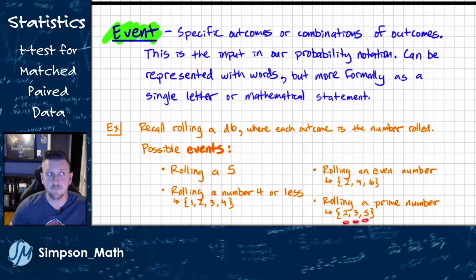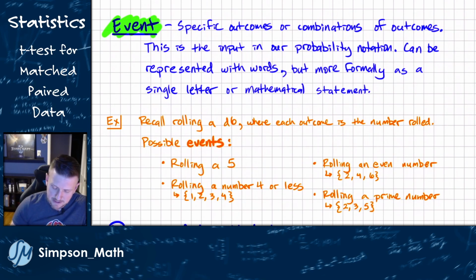1's not prime. 4 has a factor of 2, and 6 has factors of 2 and 3. So 2, 3, and 5 are the prime numbers between 1, 2, 3, 4, 5, 6. And so that could be a possibility. Notice these are outcomes where technically I would say each outcome is the number on the die roll. And then here, these are the combinations of said outcomes. This event is the input in our probability notation.